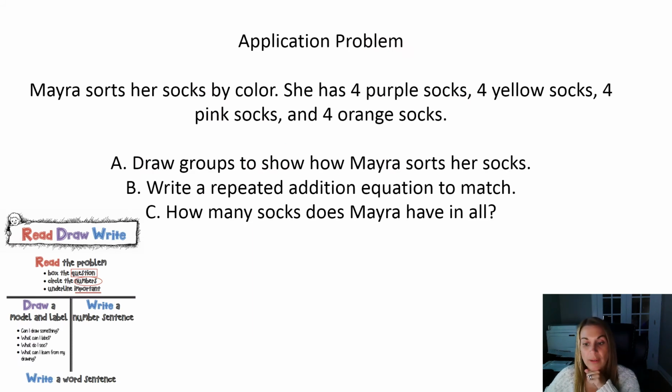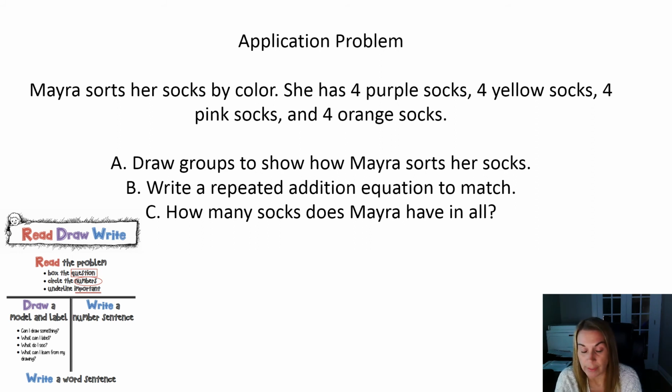All right, friends, we have an application problem that we're going to solve right now. Who would like to read our application problem? Oh, thank you for volunteering. Myra sorts her socks by color. She has 4 purple socks, 4 yellow socks, 4 pink socks, and 4 orange socks. All right, so we're going to use an RDW process. Okay, so we just read the problem. Okay, now we're going to draw a model.